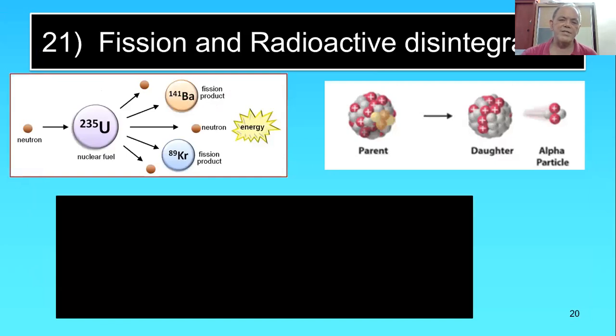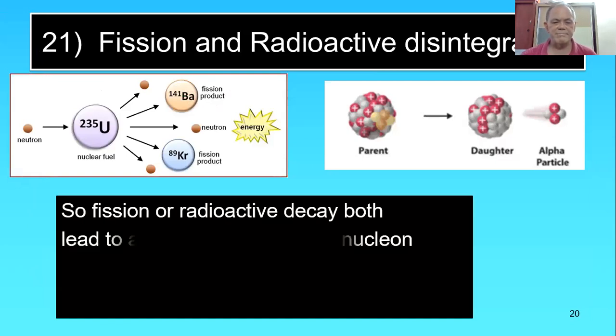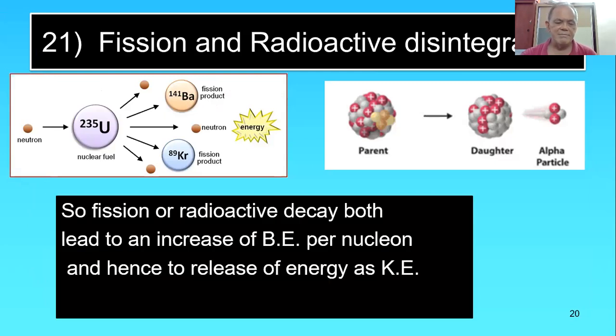So both fission and radioactive disintegration lead to an increase of binding energy per nucleon, and hence to the release of energy as kinetic energy of the products. If there is a gamma ray, then the gamma ray will be one of the products.